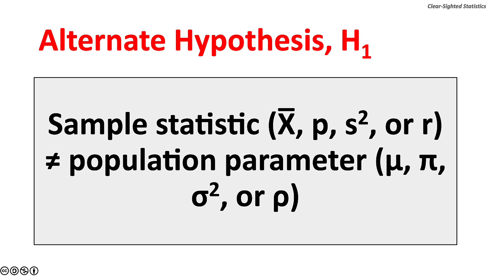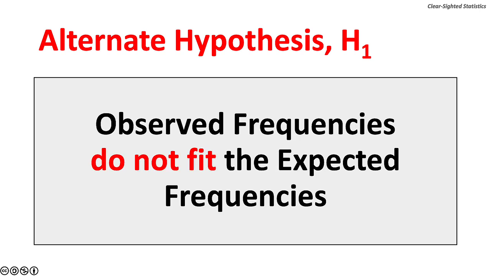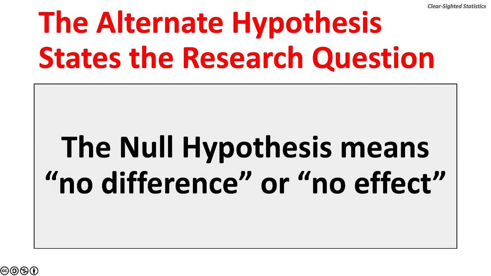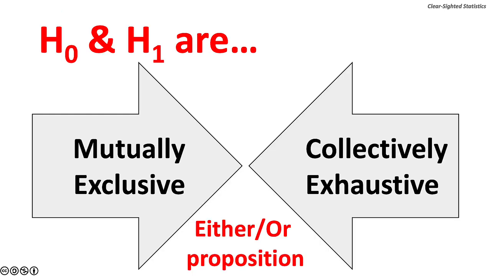With parametric tests, the alternate hypothesis states the sample statistic is not equal to the population parameter. With chi-square tests, the alternate hypothesis states the observed frequencies do not fit the expected frequencies. The alternate hypothesis states the research question. It declares that a difference exists, or the difference between the sample statistic and the population parameter is too large to be explained by random sampling error. On the other hand, the null hypothesis means no difference or no effect. To repeat, the null and alternate hypotheses are mutually exclusive and collectively exhaustive. They are, in essence, an either-or proposition.